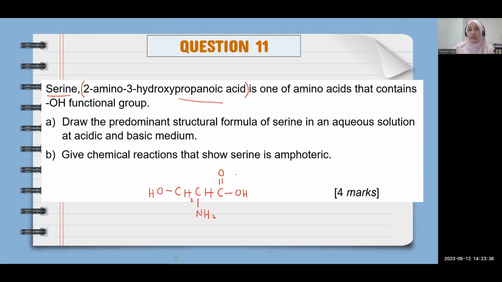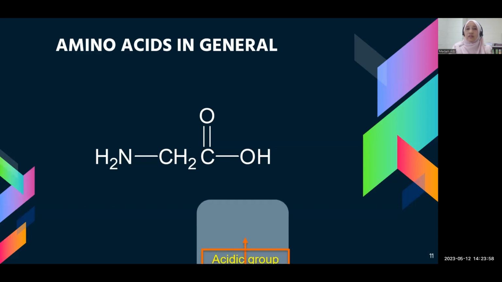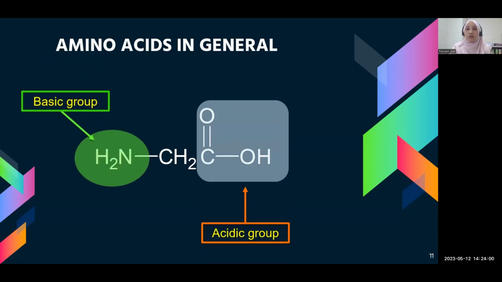So now the first question needs you to draw what is the predominant structural formula of serine sekiranya dia dalam aqueous solution, satu dalam acidic dan satu lagi dalam basic. So jom kita buat revision sedikit. Okay, so this is amino acids in general. So kita ada part acidic group dan satu lagi part basic group. Dia agak unik sebab dia ada dua-dua features ini. Ada satu bahagian kawasan acid, satu bahagian kawasan base.